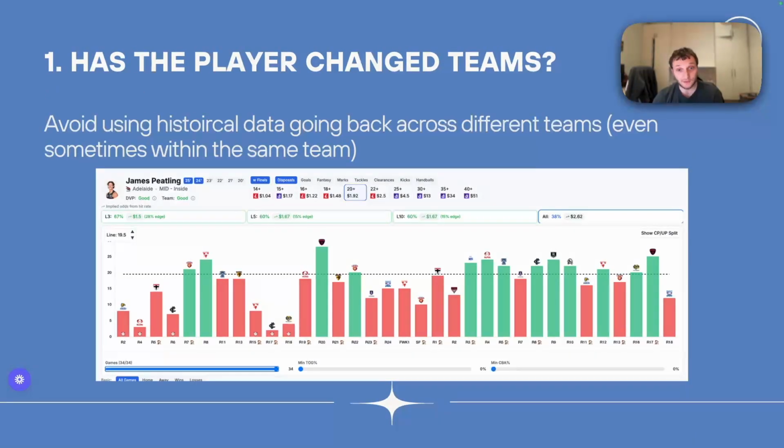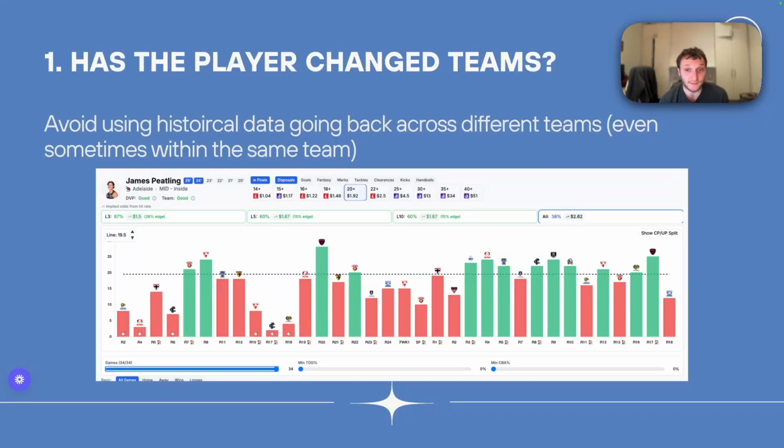So, has the player changed teams? If yes, then historical stats from the previous team become largely irrelevant. Different teams mean different systems, teammates, coaching style, roles, and all that sort of stuff that really make grabbing information from a past season not that helpful or illustrative. And ultimately, using data like this will make your analysis incorrect and give you a distorted baseline.